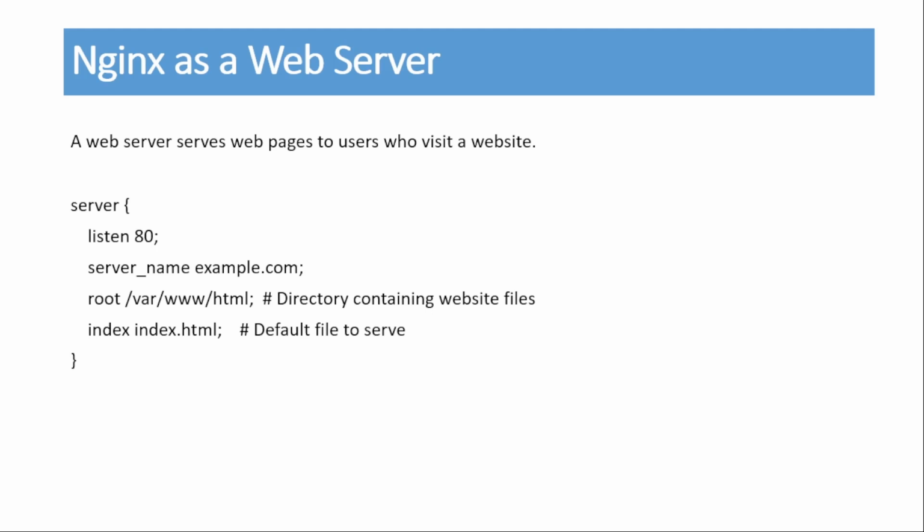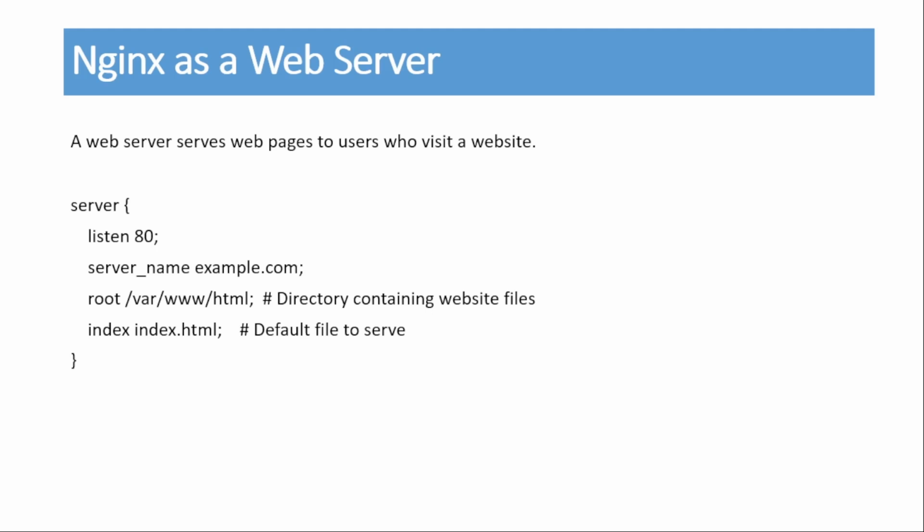So here you see the server block. It's the configuration of the web server where we are serving our website from the directory /var/www/html, and the index file is index.html.